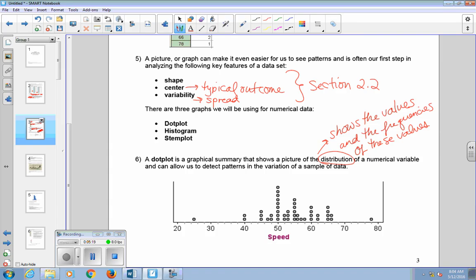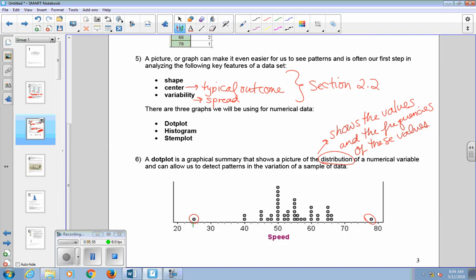So if we take a look at our dot plot, we can also see very clearly where it starts, what its minimum value is, and what its largest value is. We do have to do a little bit more work in terms of how it compares to the table, because this doesn't have a number below it. So we have to figure out a scale.